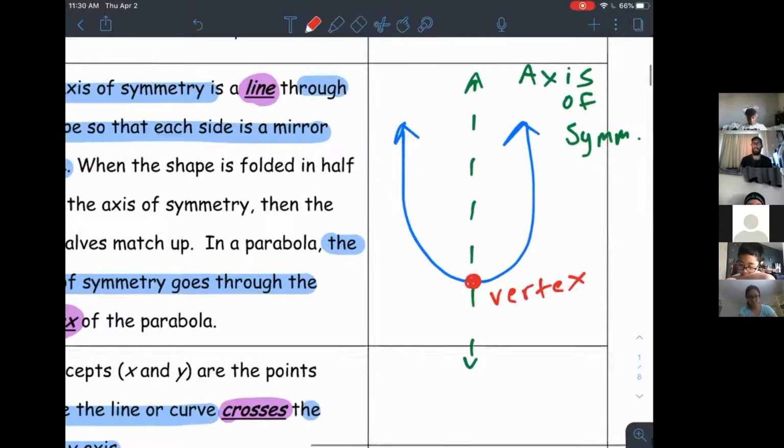Notice that this green line doesn't touch anywhere else on the graph. Not here, not there, not there, not there. None of those places does the axis of symmetry go through other than the vertex. Now we're just learning straight vocab and definitions right now, so that when you hear these words, you know what I'm talking about. As usual, we're not going to have a vocab test on this though, okay?